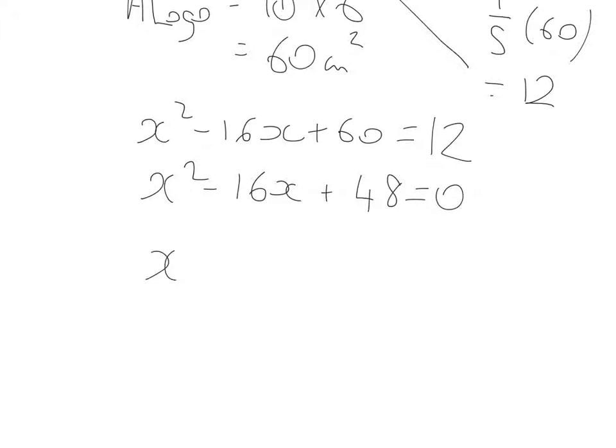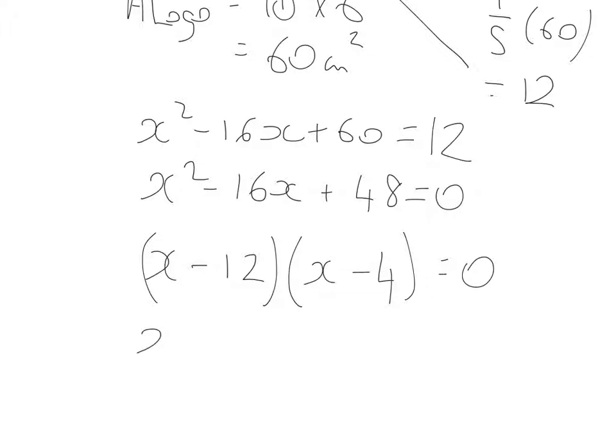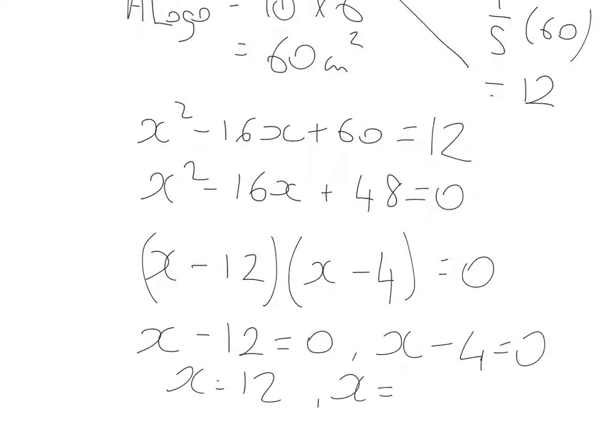Factorise: two numbers that multiply to give 48 and add together to give minus 16, and that's going to be minus 12 and minus 4. Minus 12 times minus 4 is plus 48, minus 12 minus 4 is minus 16. So we've got x minus 12 is equal to 0, x minus 4 is equal to 0. x equals 12, x equals 4.